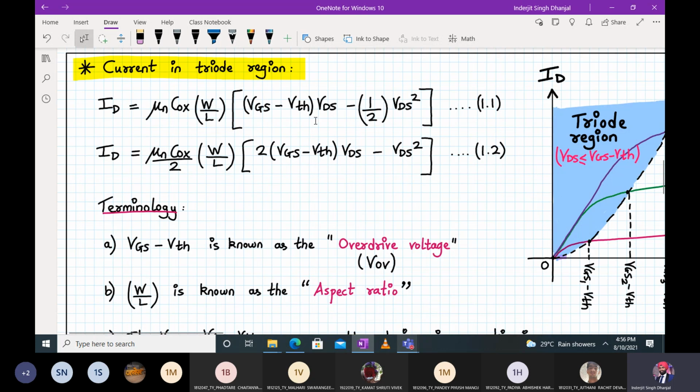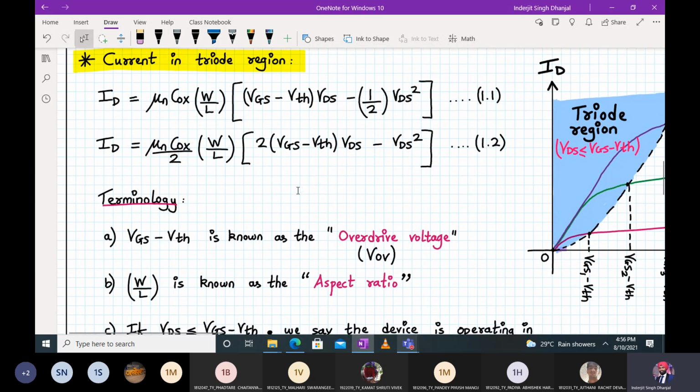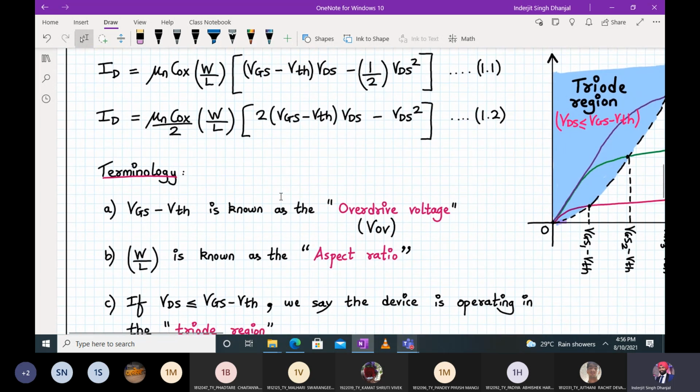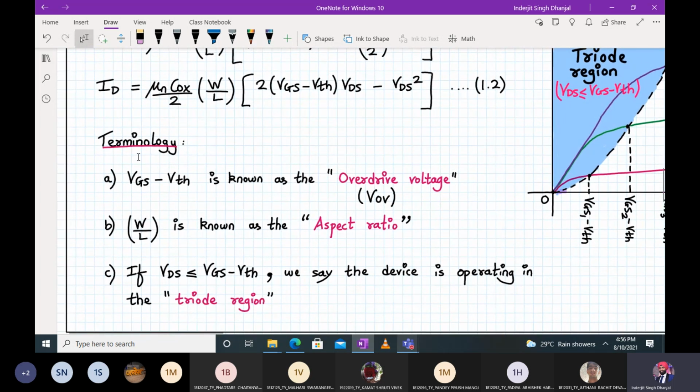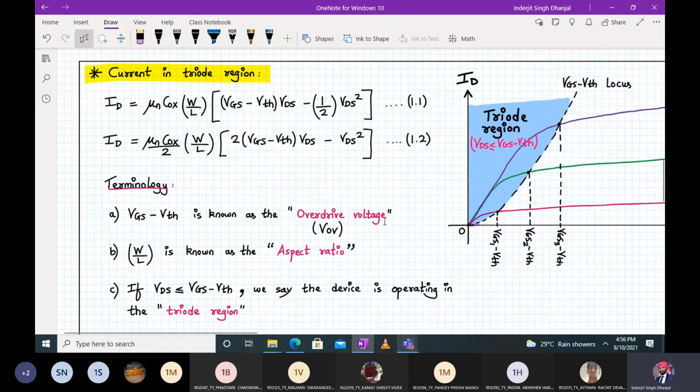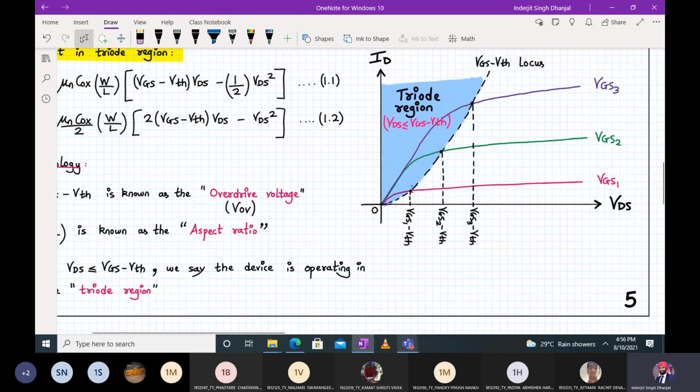So what we have revised: we have noted down the current equation in the triode region in terms of VGS and other parameters. We have got one equation over here, rewritten in a different form, and we have terminology. VGS minus VTH is called the overdrive voltage. W by L is known as the aspect ratio, and this is the condition for the MOSFET to operate in the triode region. Any doubts in this? You will remember this overdrive voltage and aspect ratio.